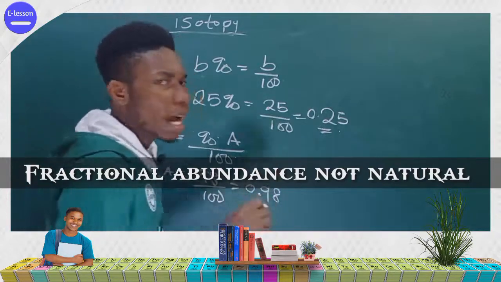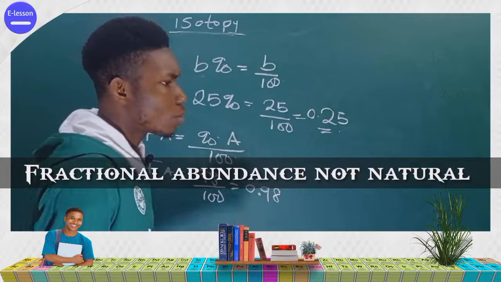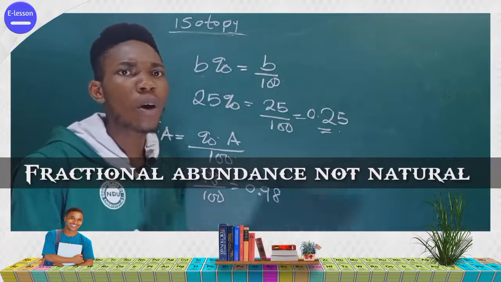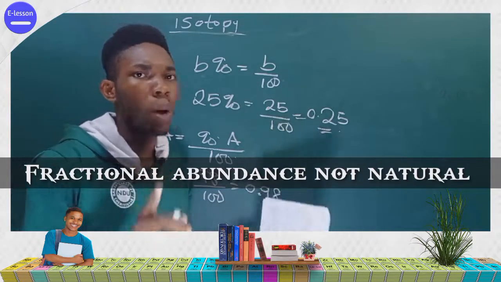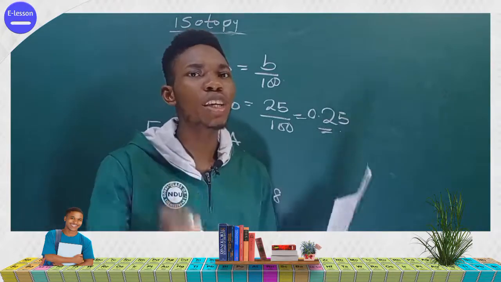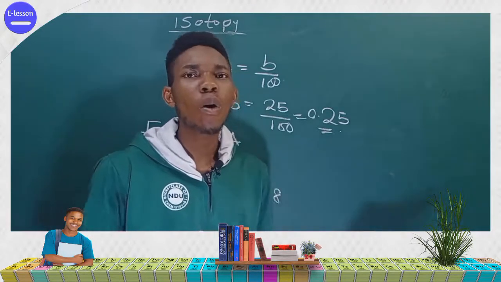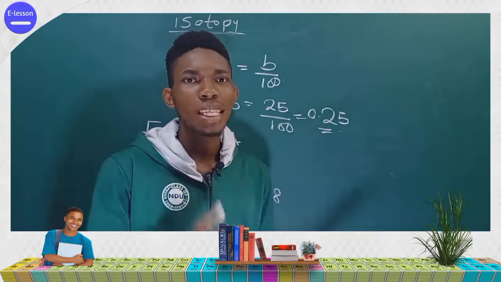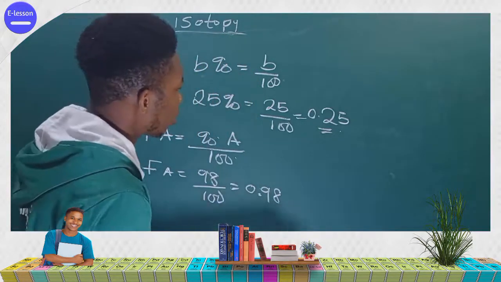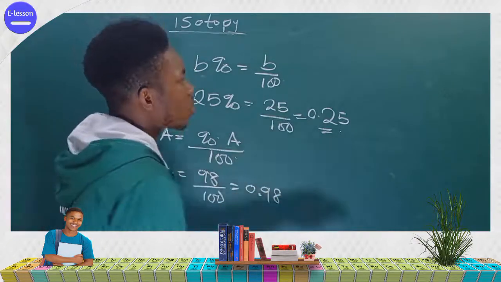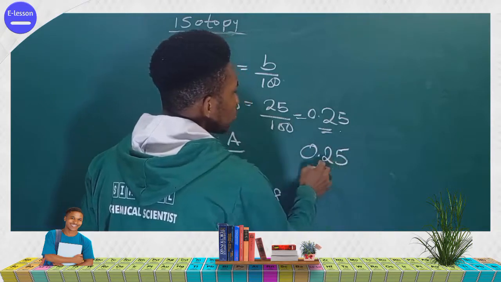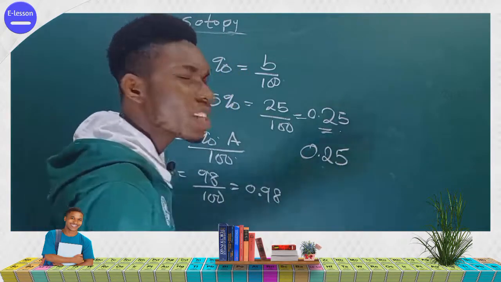So, if you are given the isotopes and the natural abundances, and you've been able to detect one, you should be able to detect the other one, because the sum of all natural abundances must be equal to 1. So, by convention, the sum of all percentage abundances must be equal to 100, and the sum of all fractional abundances must be equal to 1. So if you are given 2 isotopes, and the fractional abundance of one of the isotopes is 0.25. Find the fractional abundance of the second isotope.